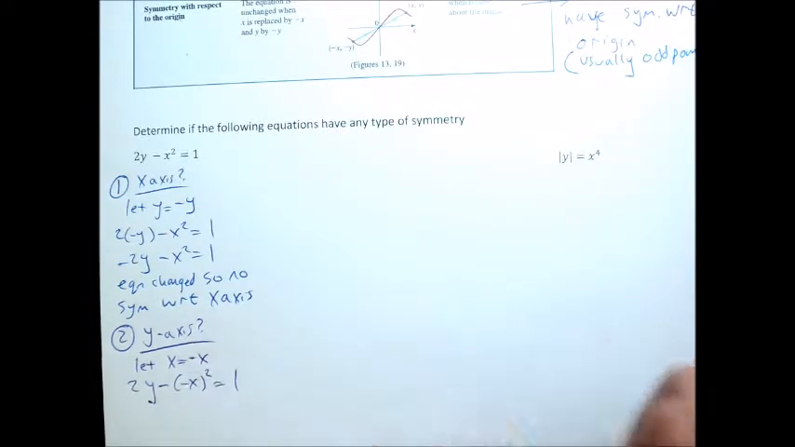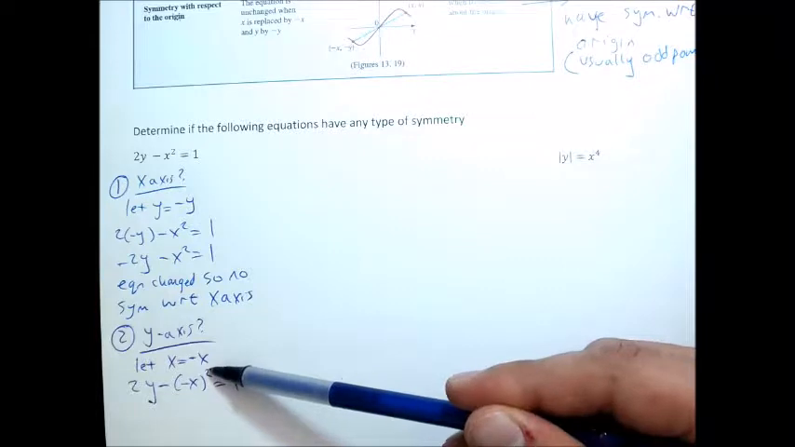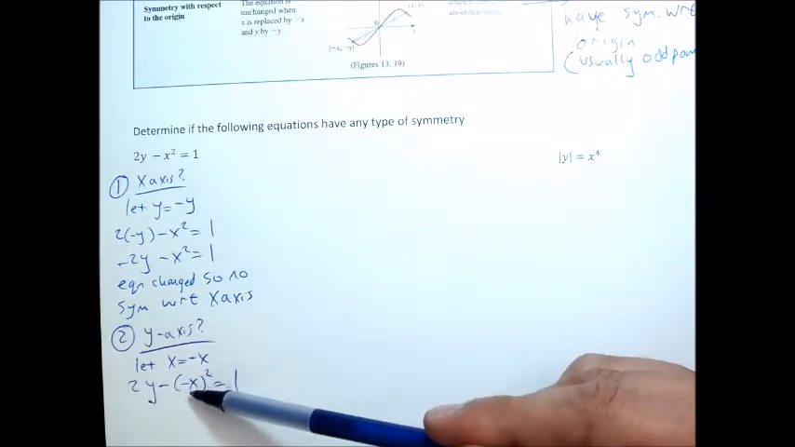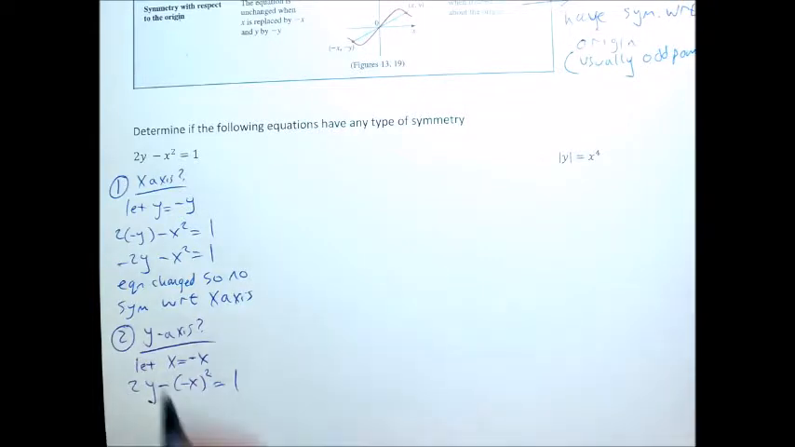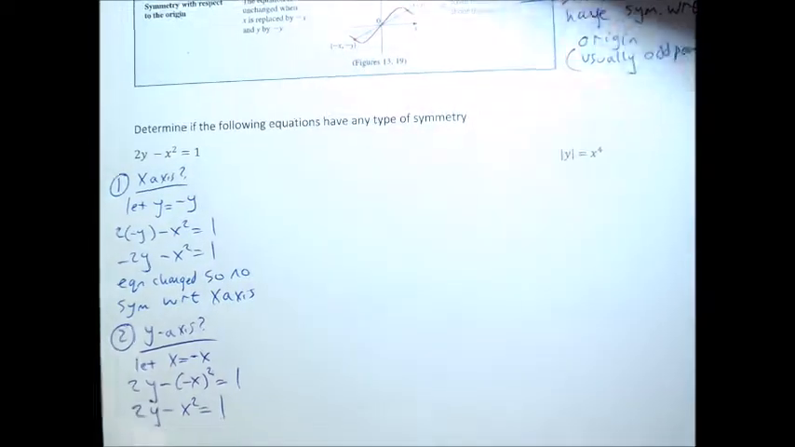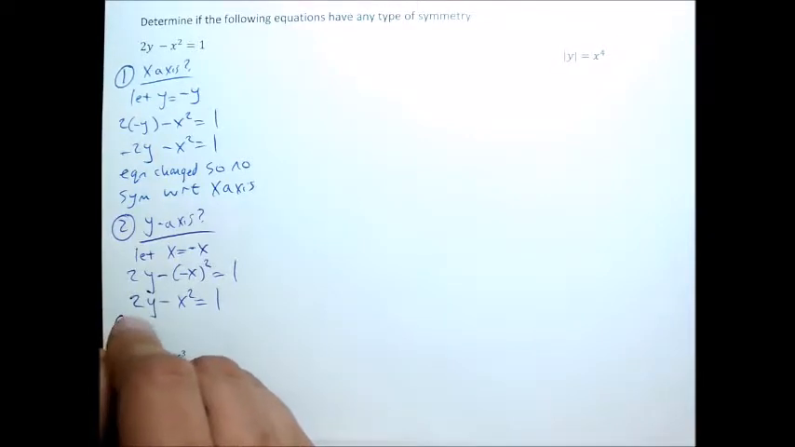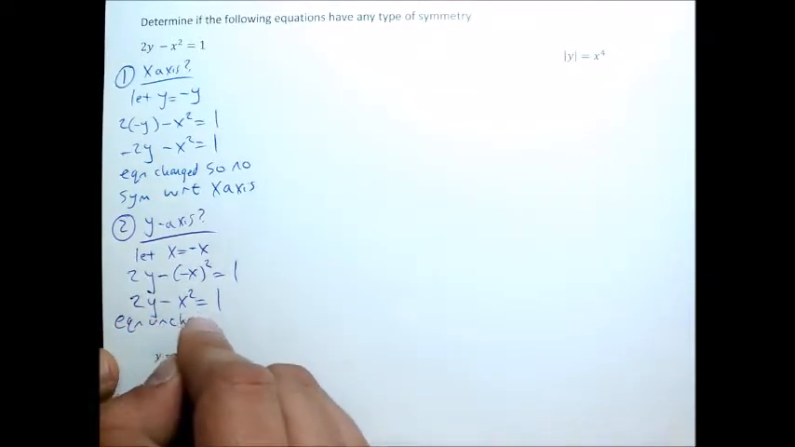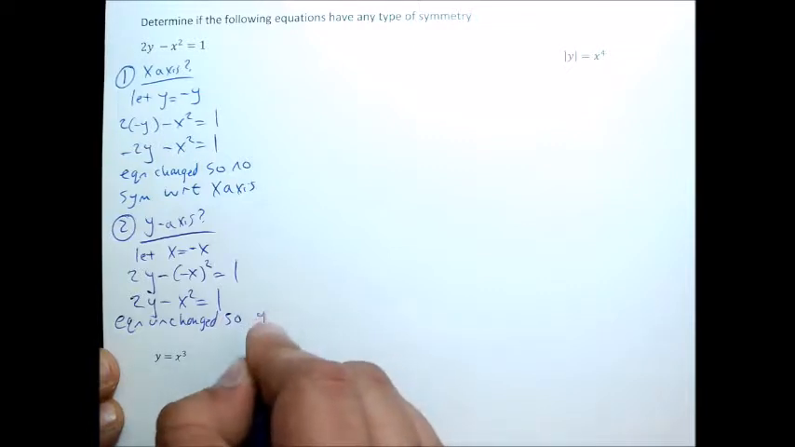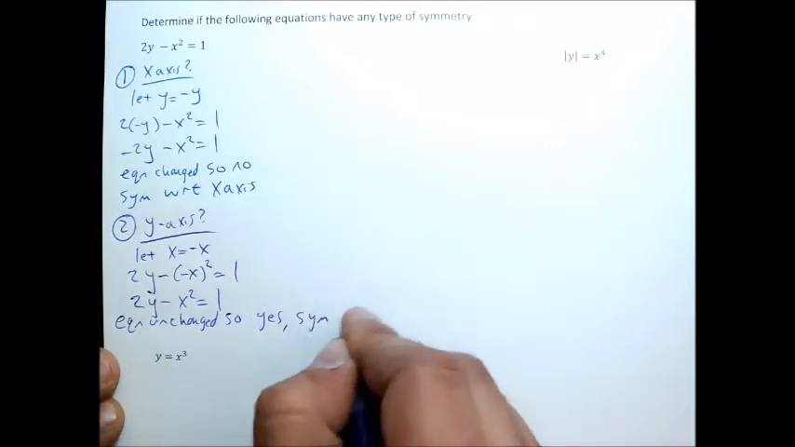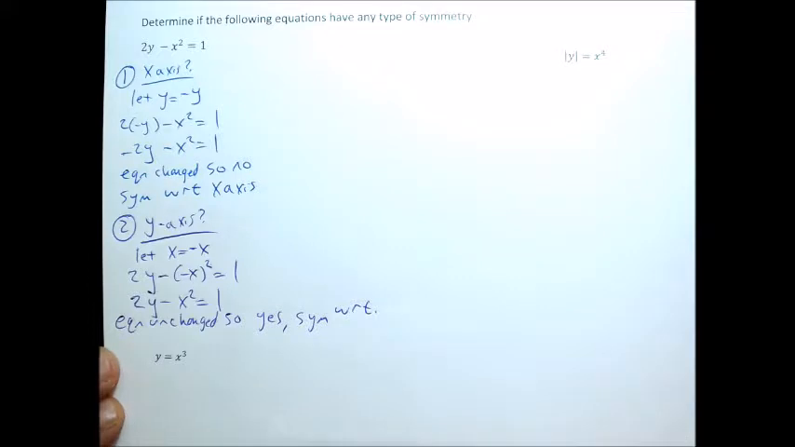And so what ends up happening is this square multiplies the negative 1 in this parenthesis, and it makes it positive again, right? In other words, this simplifies back to our original function because the square squared the negative out of there. So the equation's unchanged. So yes, symmetry with respect to the y-axis.